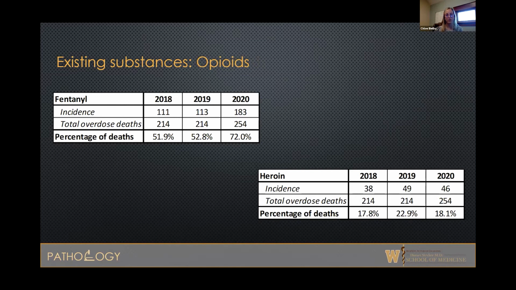So now we'll talk about opioids real quick. Fentanyl, of course, we know that that's the most dangerous in terms of street use. And it has increased by about 20% from 2019 to 2020. And I think this has a lot to do with the increase in fatal overdoses in 2020. Then heroin remains around 20% causing death.